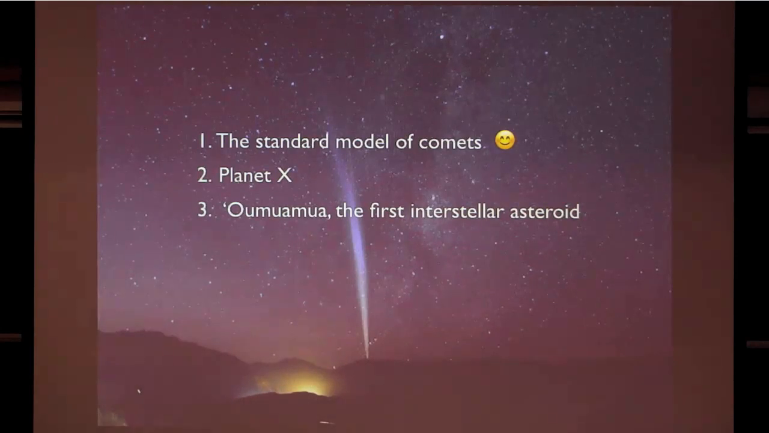In the case of Planet X, things are much less clear. We have a number of good theories, but it's still unclear how things are eventually going to work out. And in the case of Oumuamua, we have absolutely no idea what's going on.